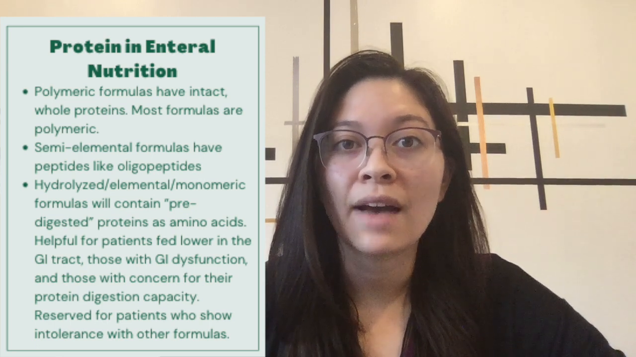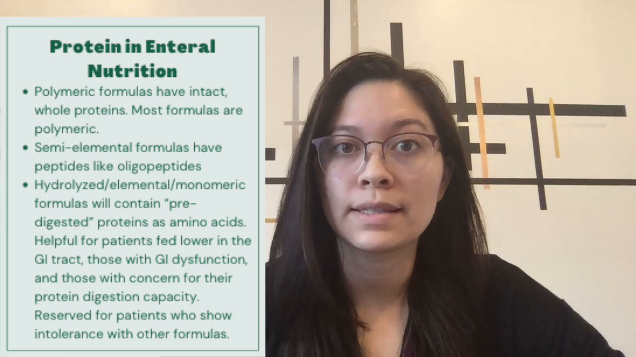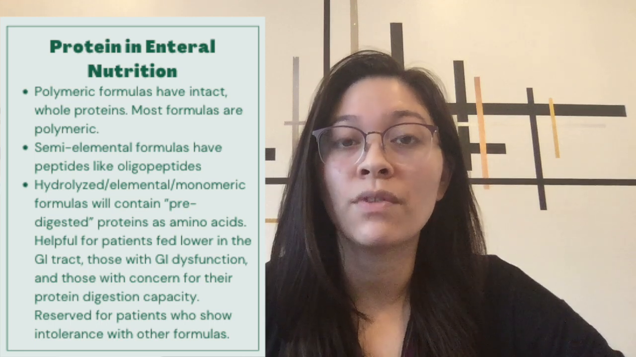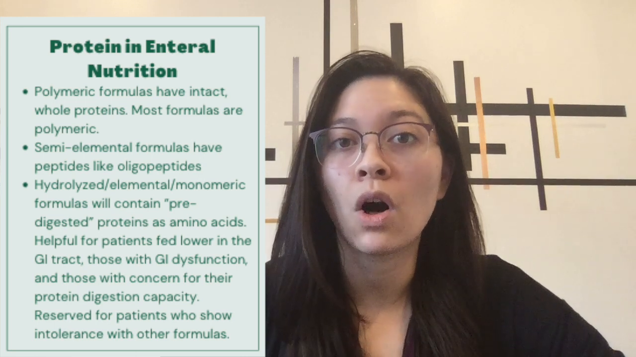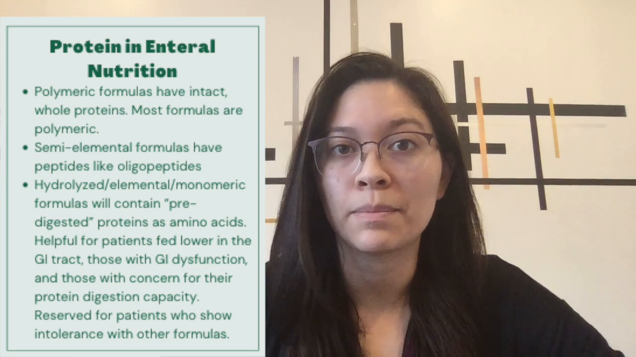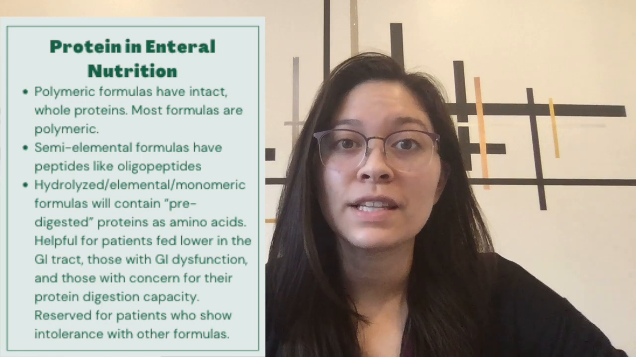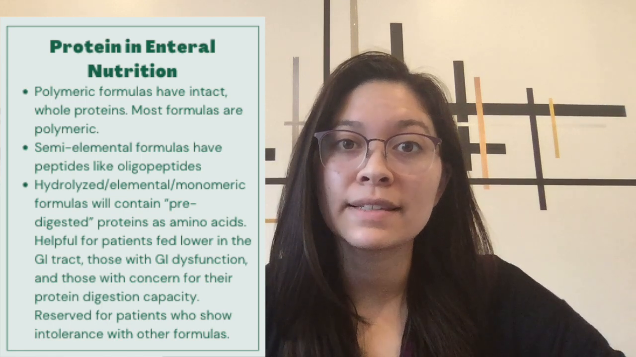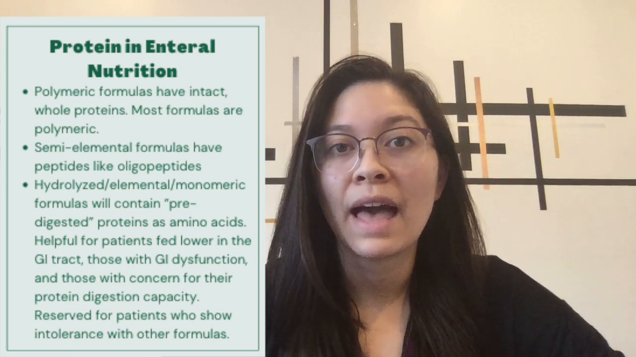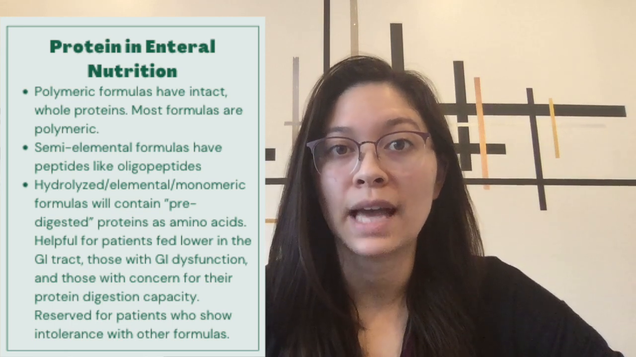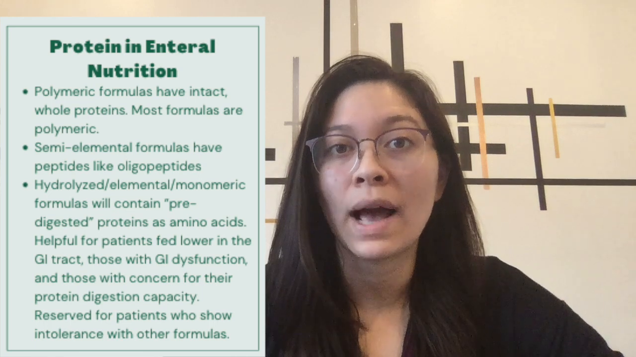Next, you'll see semi-elemental formulas. These formulas have slightly broken down proteins. You'll see the proteins in the form of oligopeptides, meaning they're just broken down a little bit. They're not all amino acids, so it's semi-elemental. And finally, you'll see formulas that are considered hydrolyzed, monomeric, or elemental formulas. This means that they have had their protein completely broken down and it is going to be amino acids within the formula.